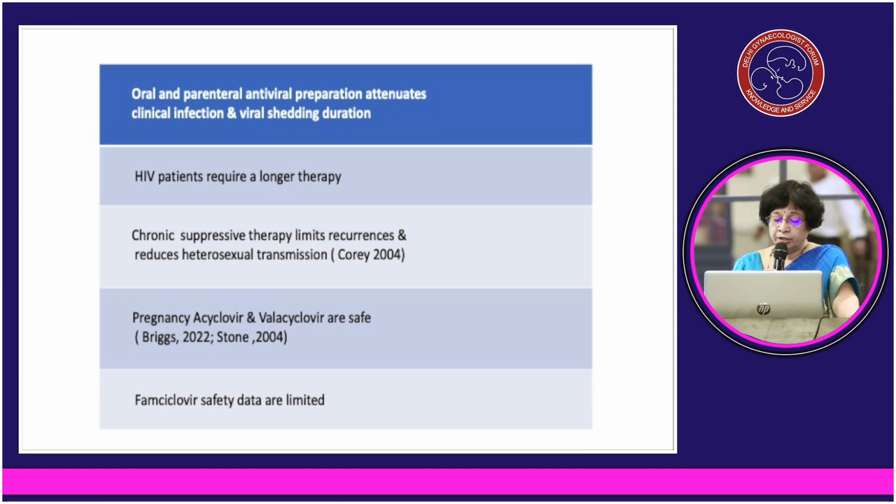HIV patients require longer therapy. Chronic suppressive therapy limits recurrences and reduces heterosexual transmission. In pregnancy, acyclovir and valacyclovir are safe. Famciclovir safety data is limited.